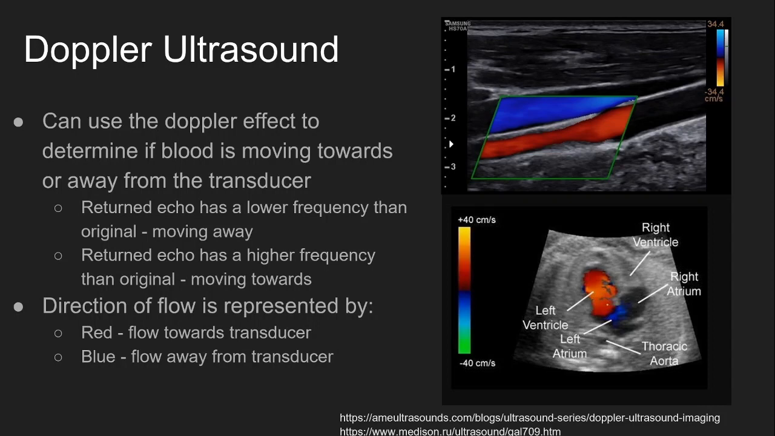This is a great tool when evaluating the vasculature for peripheral or central vascular disease, emboli or thrombosis, aneurysms, stenosis, venous insufficiency, etc. It is also useful in assessing valve function. On the top, you can see a screenshot of a color Doppler ultrasound of the common carotid artery and the jugular vein. Below is a screenshot of a transthoracic echo, which shows blood flowing within the heart.